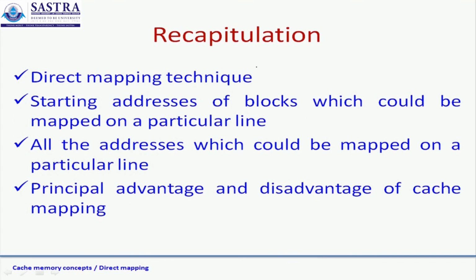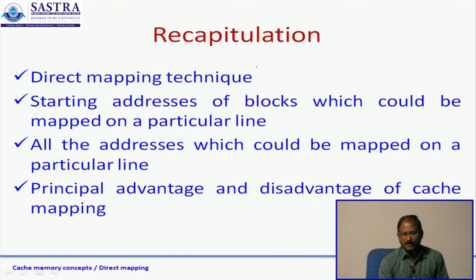We discussed the direct mapping technique. The starting addresses of blocks will be block number followed by 000. Right? The starting addresses of blocks which could be mapped on a particular line are known. So all the addresses which can be mapped on a block are known, and all the addresses which could be mapped on a particular line are known. The principal advantage and disadvantage of cache mapping is discussed.